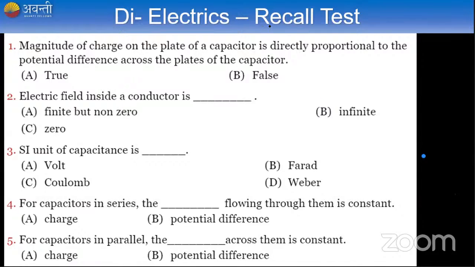The first question goes like this: the magnitude of charge on the plate of a capacitor is directly proportional to the potential difference across the plates of the capacitor. So this says Q is directly proportional to V. True or false? First question says Q is directly proportional to V. True or false?